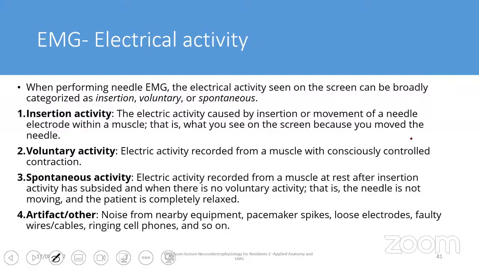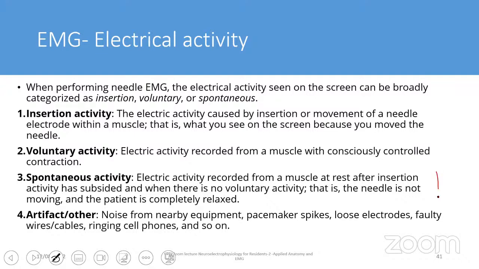Spontaneous activity is seen when the limb is totally at rest. It is the electric activity recorded from a muscle at rest after insertion activity has subsided and when there is no voluntary activity, that is, the needle is not moving and the patient is completely relaxed.